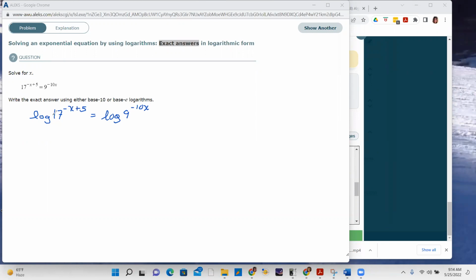And so the entire power multiplies the log 17. Right, you need to put that in parentheses because it's not just the 5 multiplying log 17. It's the negative x plus 5. That whole thing.